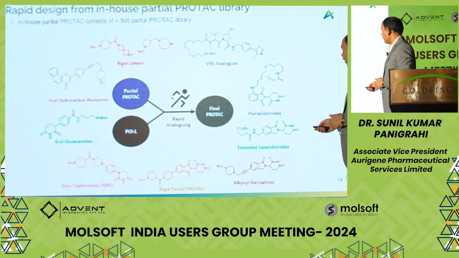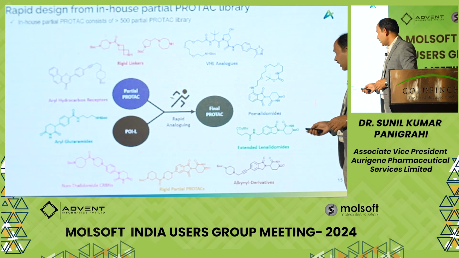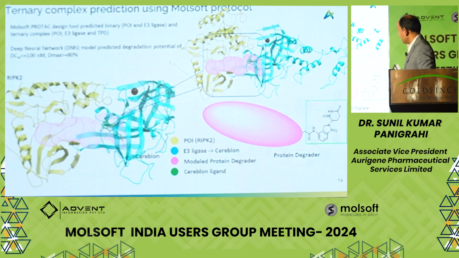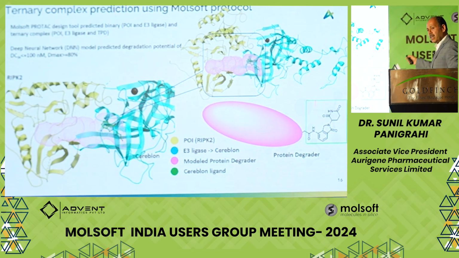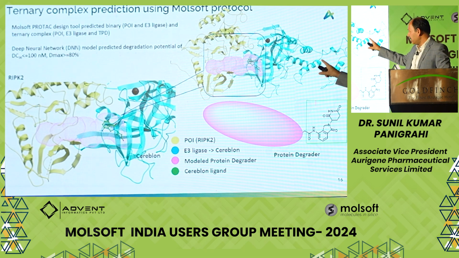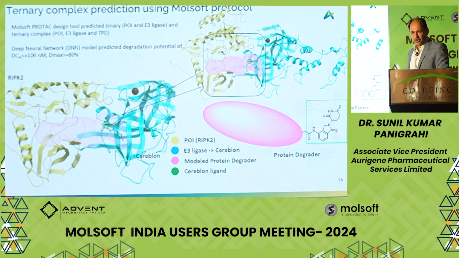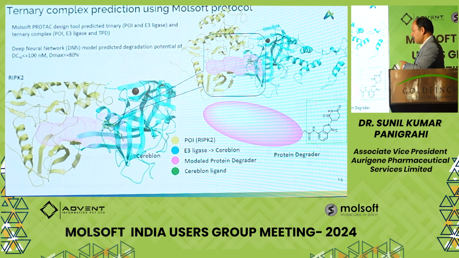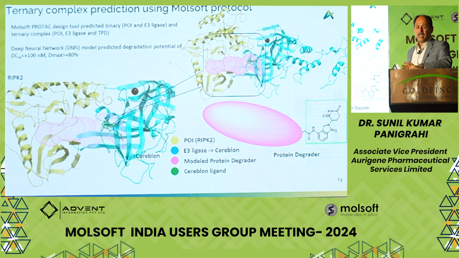So we did the same thing for this particular project within a short period of time. Then we model the ternary complex using the ICM tool. We use a DNN model to predict the DC50 and Dmax for all the designed compounds. That gives an idea of which are the priority compounds. We have to prioritize the priority PROTAC compounds and speed up the synthesis.